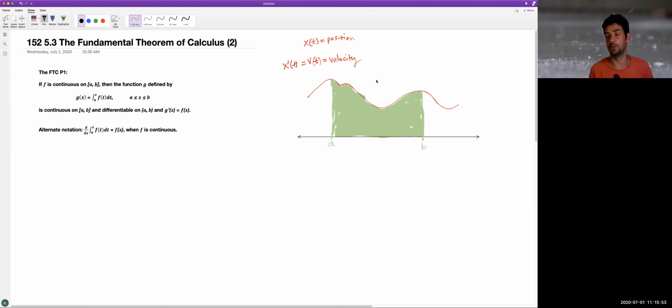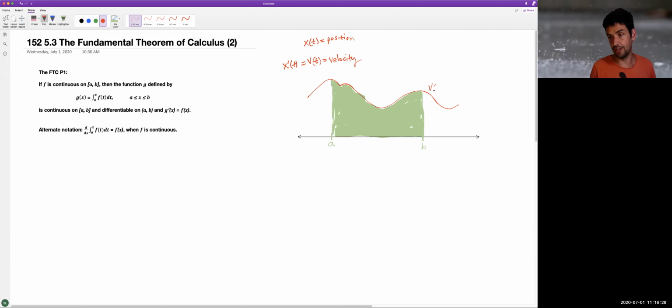Let's come back to something we've talked about before, the idea of position and velocity. You might remember from a differential calculus class that if you have a function x of t that represents the position of some particle at time t, then you take its derivative, you get the change in position over change in time, which is a velocity. And so the derivative of position is velocity.